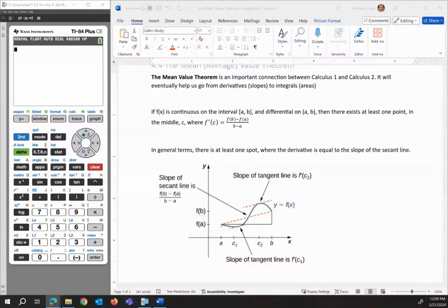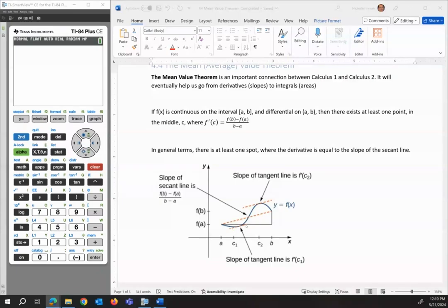What this means is, if we start here and we stop here, and we connect those two points, we have a slope. Way back when, with secant lines, we can calculate this slope. It cuts out all the in-between stuff. The mean value theorem says somewhere in between here and here, your function will have the same slope as the line from here to here.